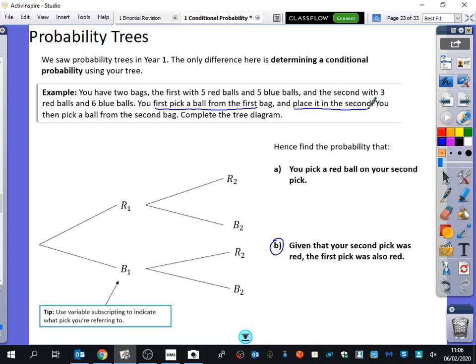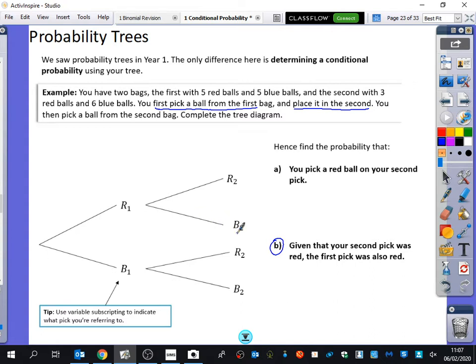That's an important fact because you're taking one thing from one place, putting it somewhere else, it's obviously going to change the probabilities, which means that the probabilities are conditional. So they're not independent, they're conditional on each other. A little tip that we should do here is I've said use the variable subscripting. Subscripting is where you put a small number in the corner to indicate what pick you're referring to. So this is picking a red the first time, picking a red on the second time, picking a red, then picking a blue, and so on.